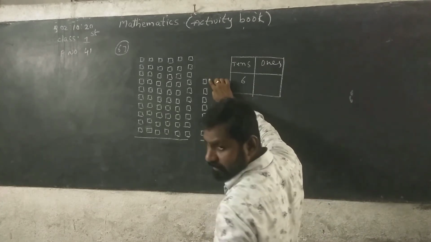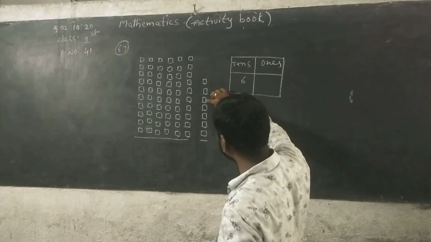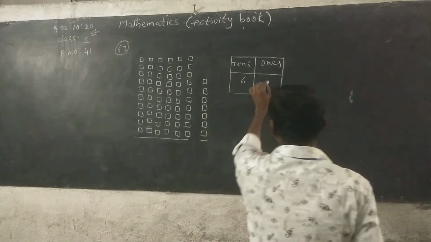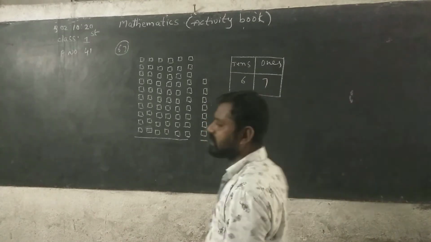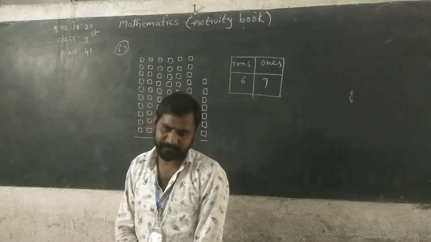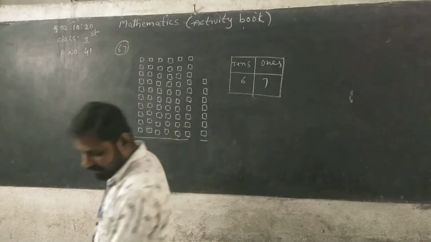So single boxes, how many boxes are there? 1, 2, 3, 4, 5, 6, 7. 7 is in the ones place and 6 is in the tens place. The given number is 67. Now next, 12.